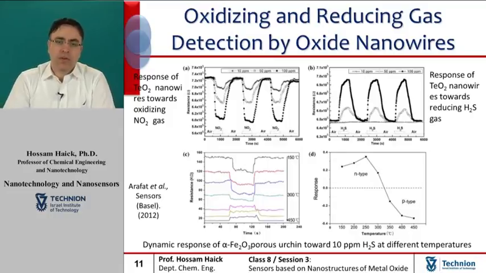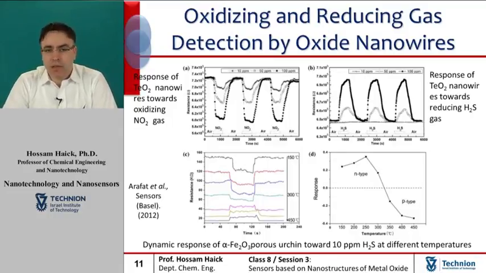Similar response behavior is observed in some other reducing gases, including ethanol, methanol, and acetone. However, the maximum N-type response for hydrogen sulfide is seen at 250 centigrade with a response and recovery time of 5 seconds and 10 seconds respectively.